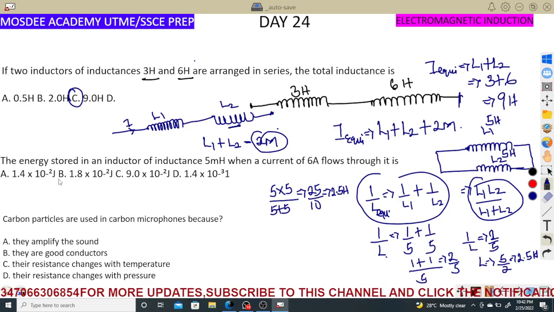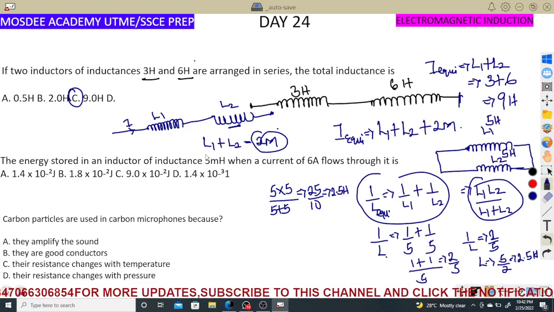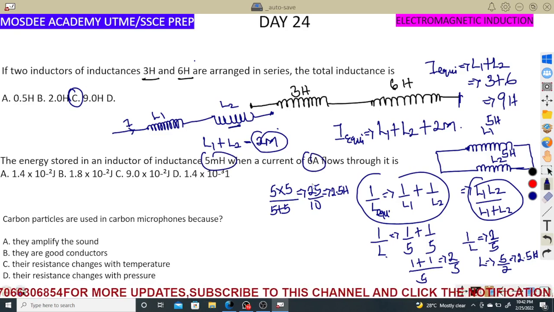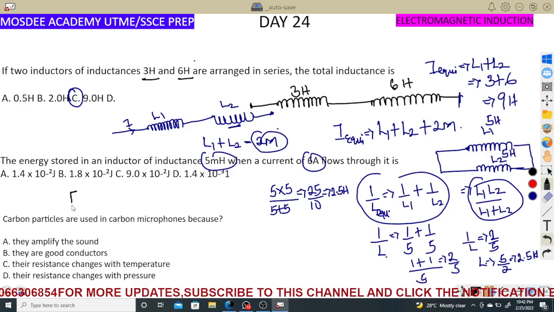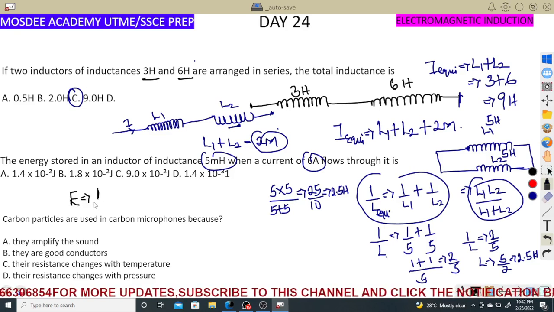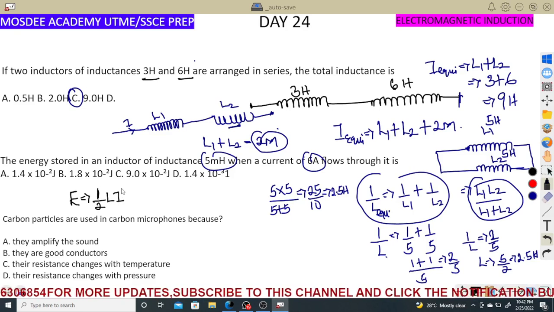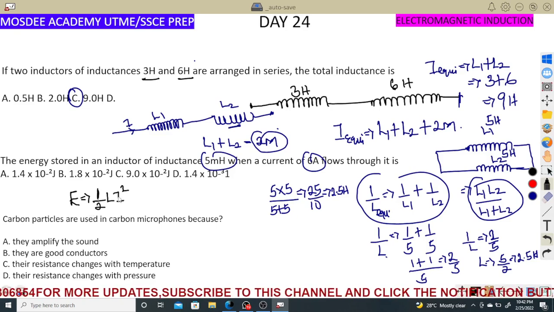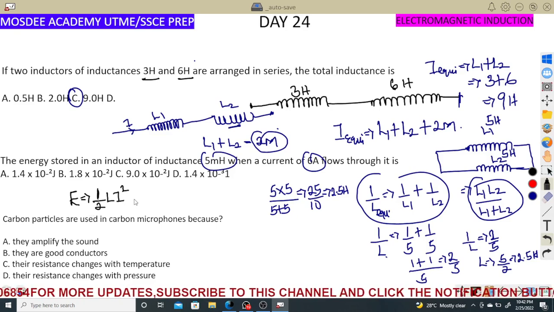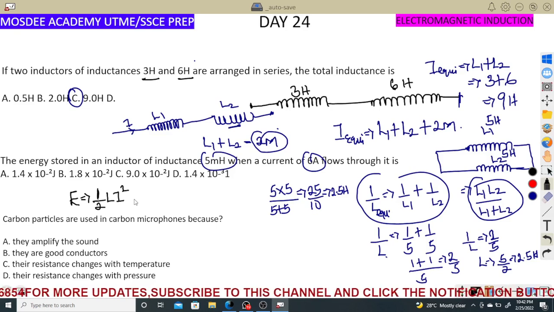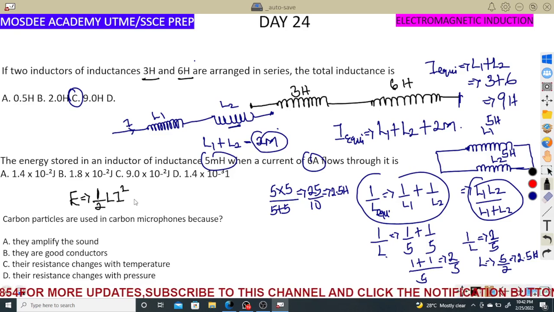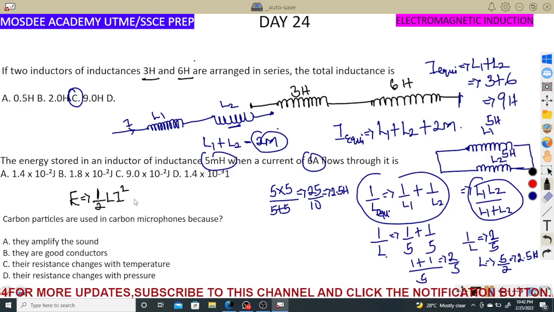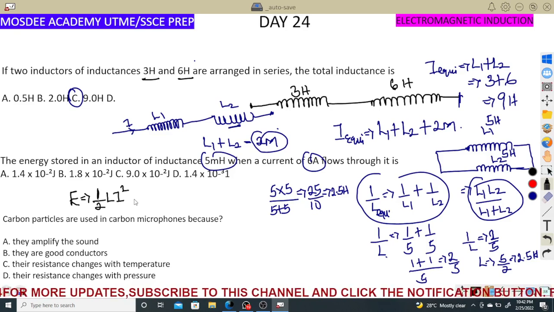Next question, guys: what is the energy stored in an inductor of 5 millihenry when a current of 6 A is flowing through it? Now, keep it in mind that energy stored in an inductor is given as half L i squared. The equation is available on my channel if you want. For A-level students, we also call total energy Q squared over 2C, but you guys don't need that because we are not talking about RLC or LC circuits. For your level, just keep it: energy stored in an inductor is half L i squared. L is inductance, I is current.